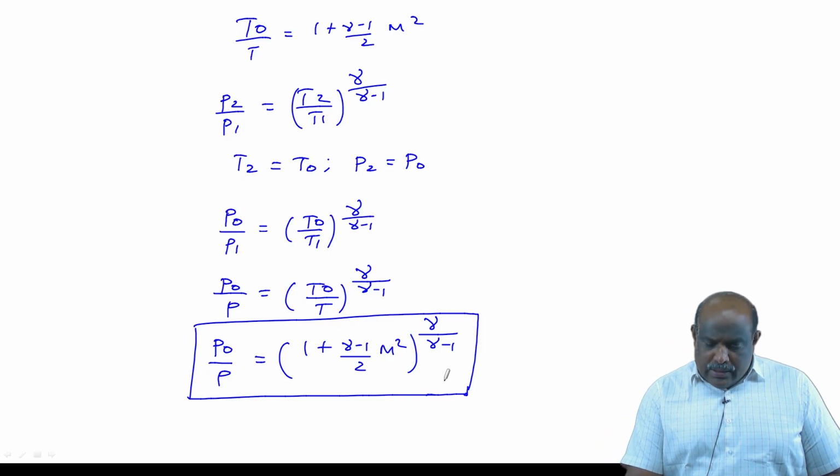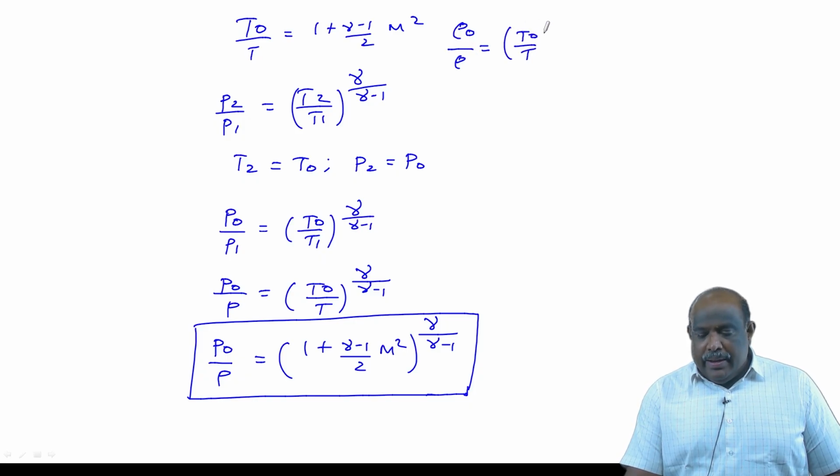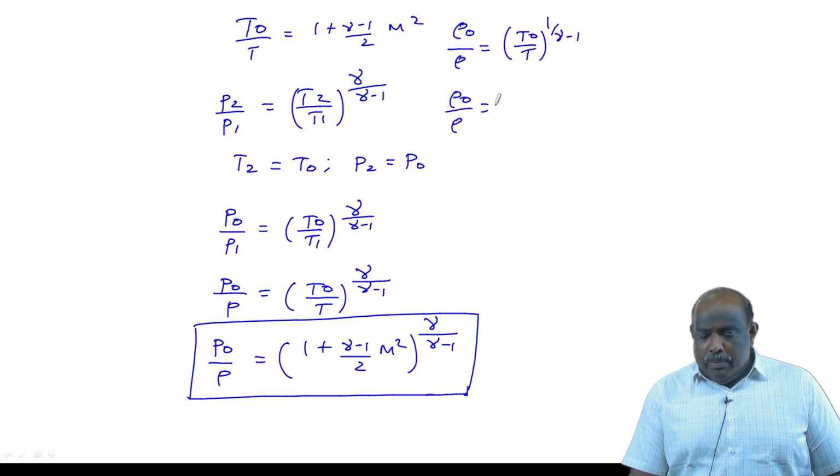In a similar fashion, we can say rho naught by rho equal to T naught by T whole power 1 by gamma minus 1, which means rho naught by rho equal to 1 plus gamma minus 1 by 2 into M square whole power 1 by gamma minus 1.